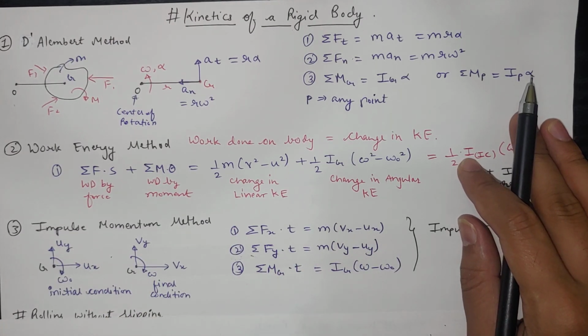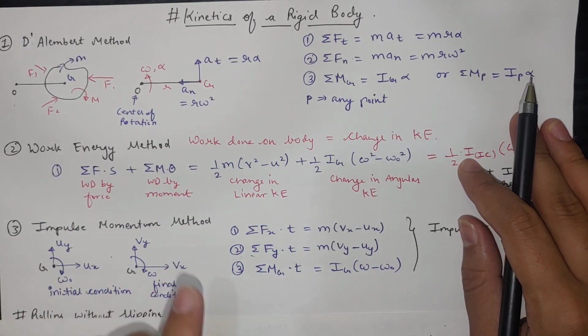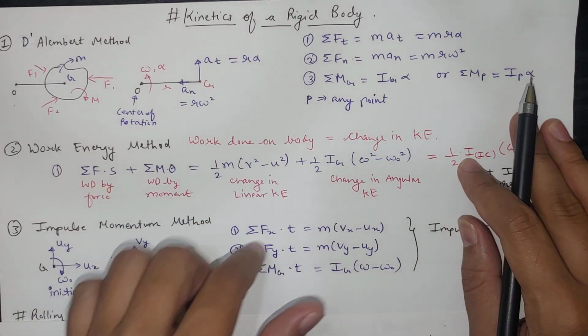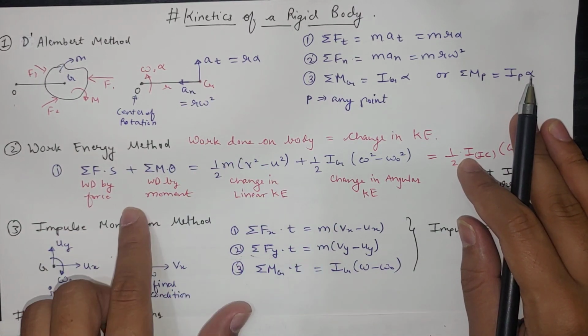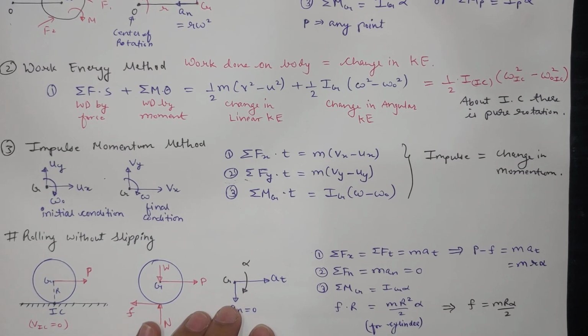Sometimes we have to use a single equation and we get whatever we are finding. So this method seems lengthy, all these methods seem lengthy, but we do not have to calculate everything. These are the general forms, we have to change them according to our requirement. And the final case we will discuss is rolling without slipping.